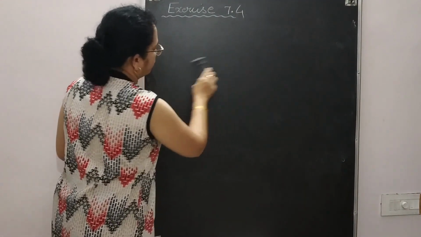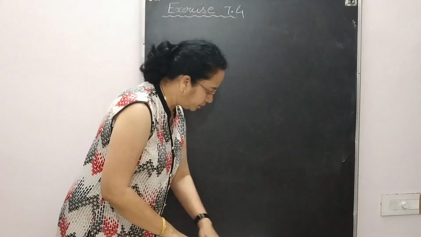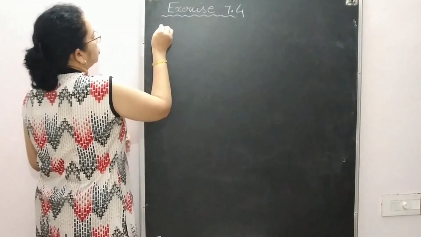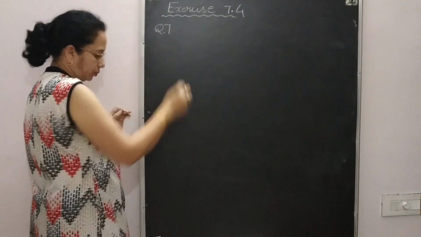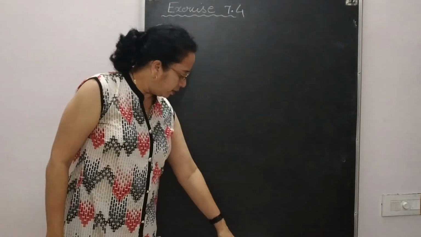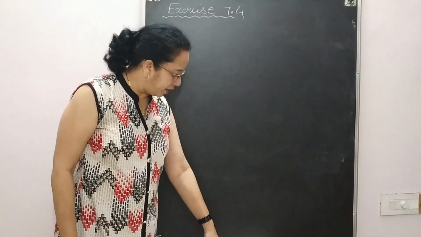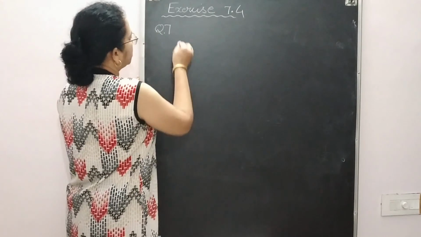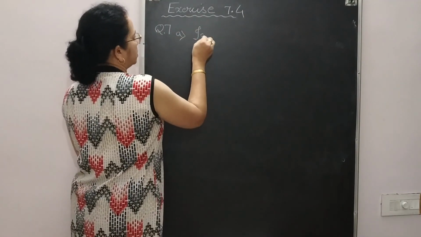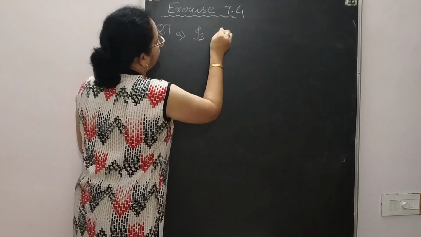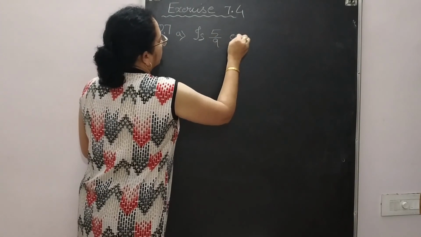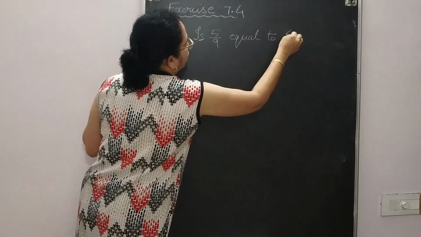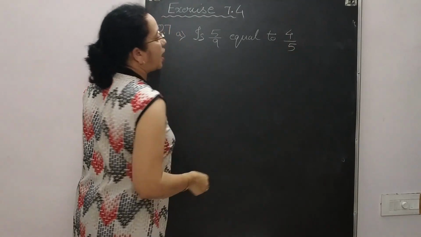Now let me see which question is there. Next we will go with question number 7. Find answers of the following. Write and indicate how you solve them. Now the first one that is given is 5 upon 9 equal to 4 upon 5.